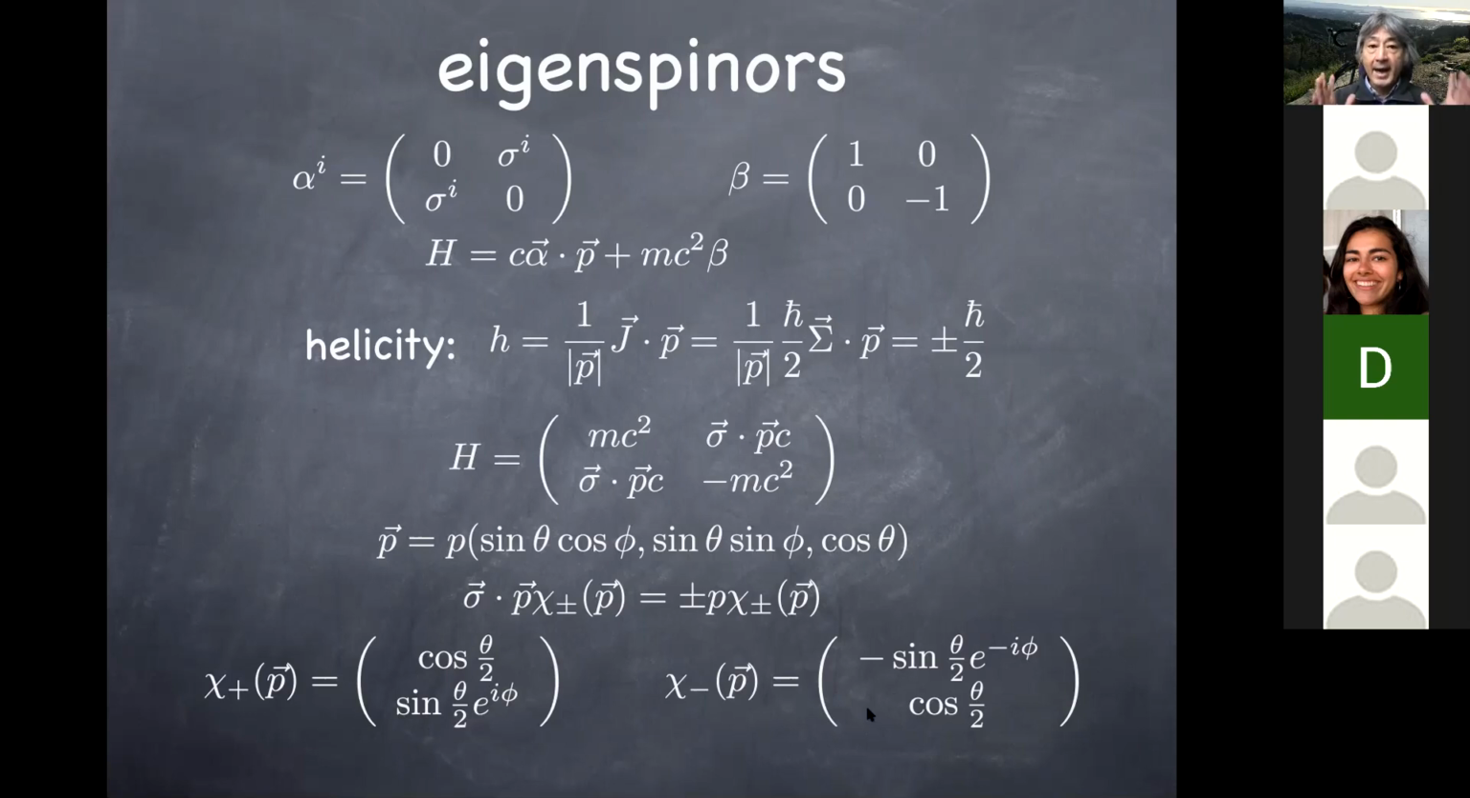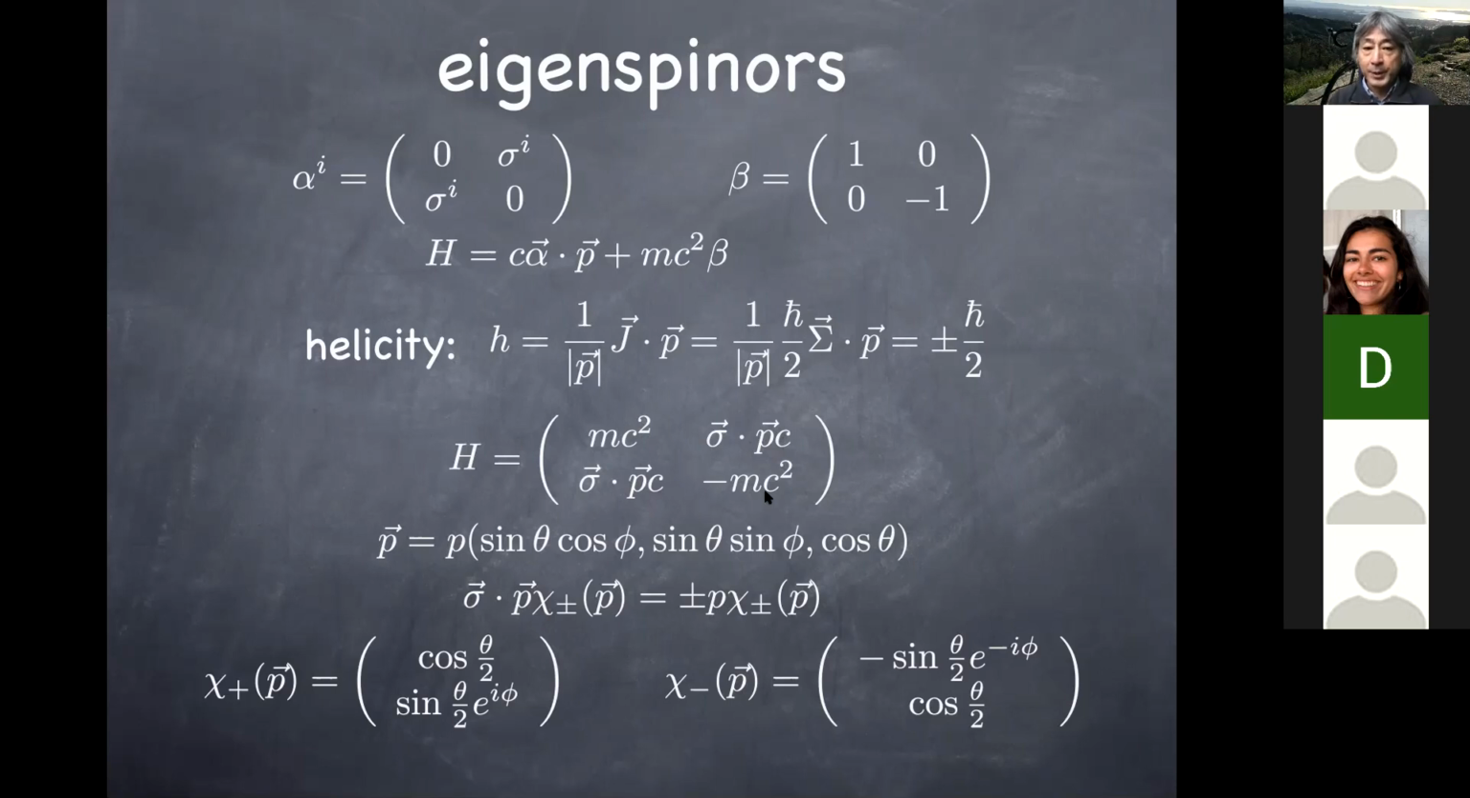So these are the eigenspinors of the sigma dot p 2 by 2 matrix. Now that we know how to diagonalize this 2 by 2 piece using these eigenspinors, sigma dot p becomes a number, plus p or minus p. Then this Hamiltonian is regarded as a 2 by 2 matrix, and solving the problem for a 2 by 2 matrix is a lot easier than solving it for the 4 by 4 matrix. Then you can come up with the eigenspinors of the full 4 by 4 Hamiltonian. And that's what we're going to do on the next slide.